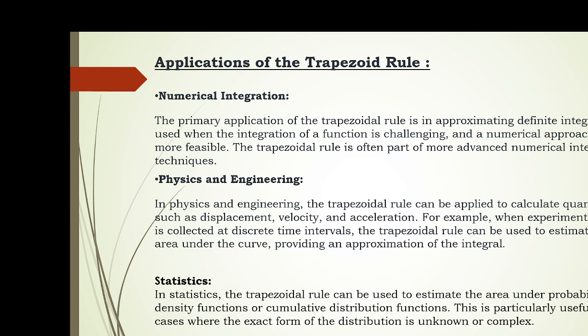For example, when experimental data is collected at discrete time intervals, the trapezoidal rule can be used to estimate the area under the curve, providing an approximate of the integration. In statistics, the trapezoidal rule can be used to estimate the area under probability distribution functions or cumulative distribution functions. This is particularly useful in cases where the exact form of the distribution is unknown or complex. Okay, I think this is clear to you.